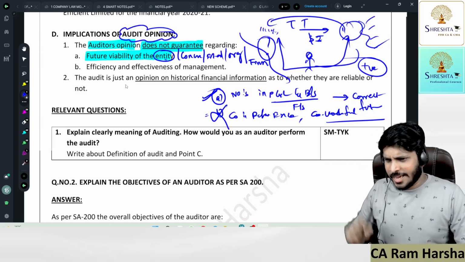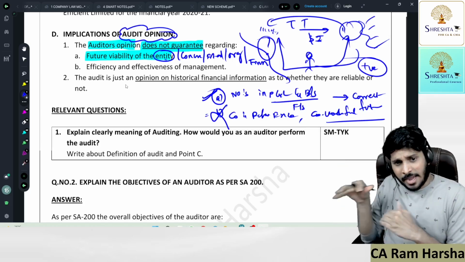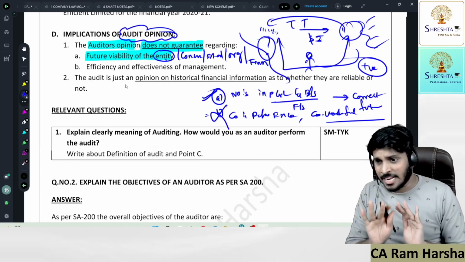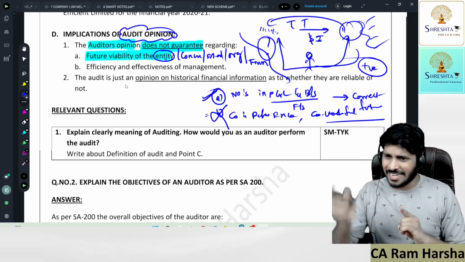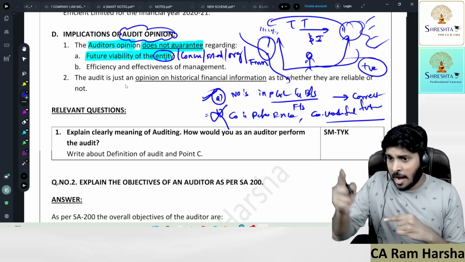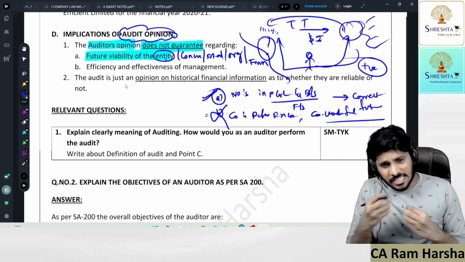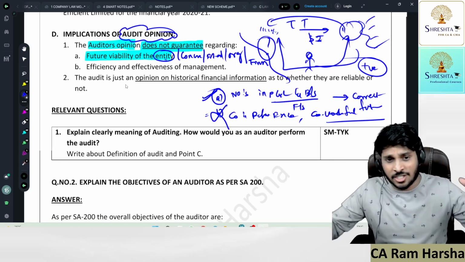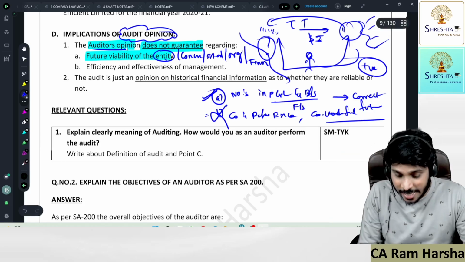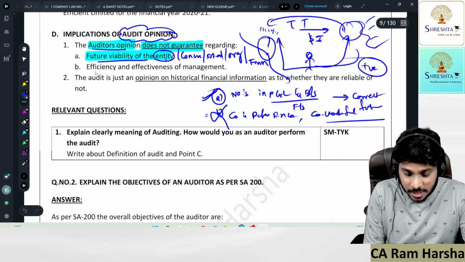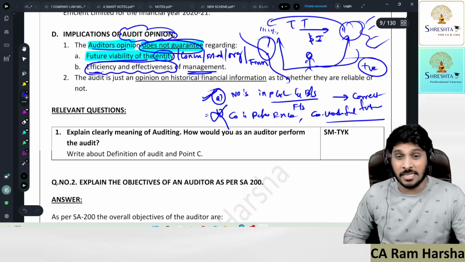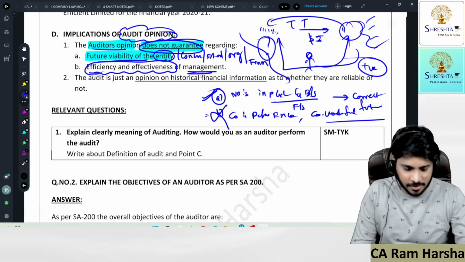Further, when auditor came back and told shareholder company is actually having loss and P&L account also shows loss only, that number is correct, that's what he said. Positive opinion is it. Does it mean management is performing wonderfully? Does it mean directors are excellent, intelligent, brilliant? No. So auditor opinion does not guarantee future viability, does not guarantee efficiency and effectiveness of management.